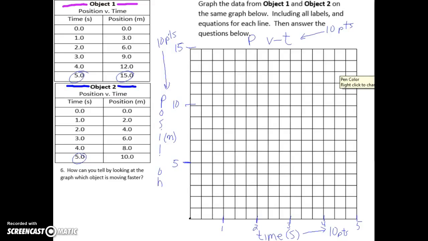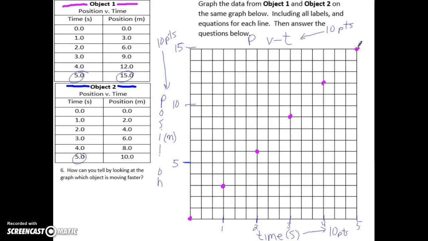Object 1, I'm going to plot the points. 0, 0. Start with the x first. The next x is 1 right there, and then we're going to go up 3. Next is 2, 6. We're going to go up 6. Again, to the right 3 and up 9. 4, 12. Exactly right there. 5, 15. And we got a line.